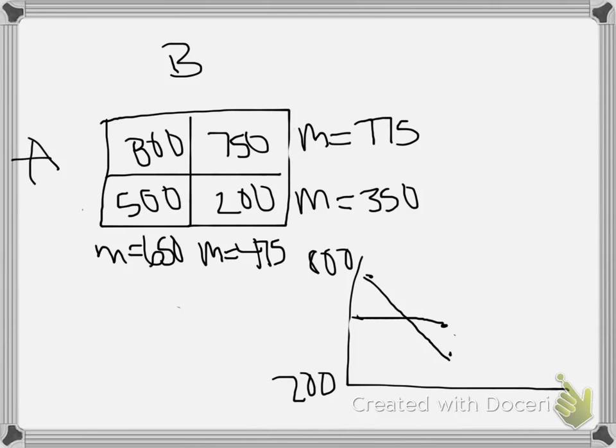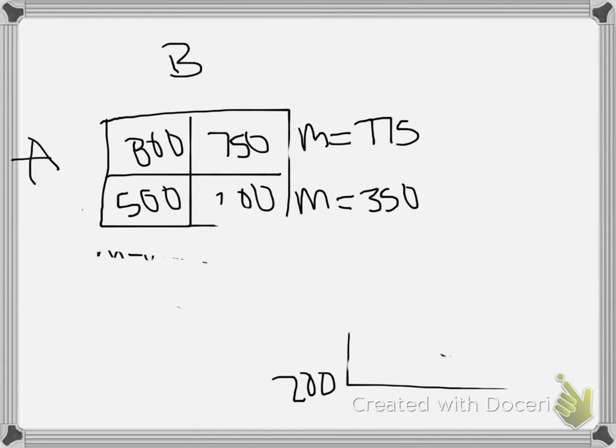We do not have a main effect for factor B because our line is almost flat. So in this problem, we can see that we have an interaction, but we do not have a main effect for factor B. And we do have a main effect for factor A because there is a steep slope. So now I'm just going to erase this part.